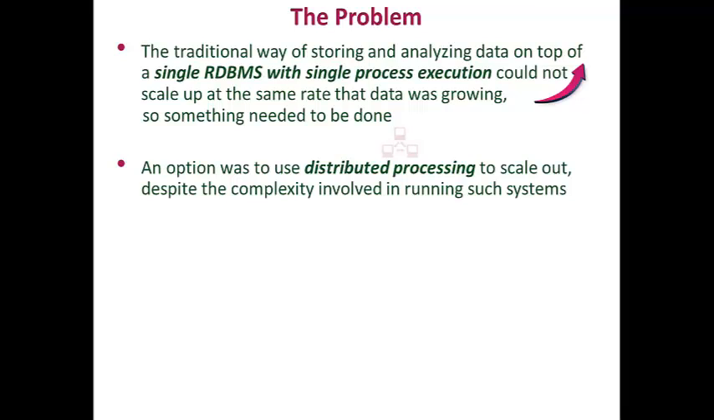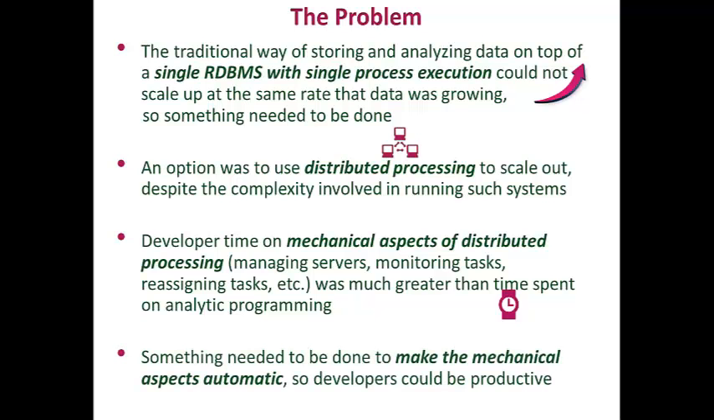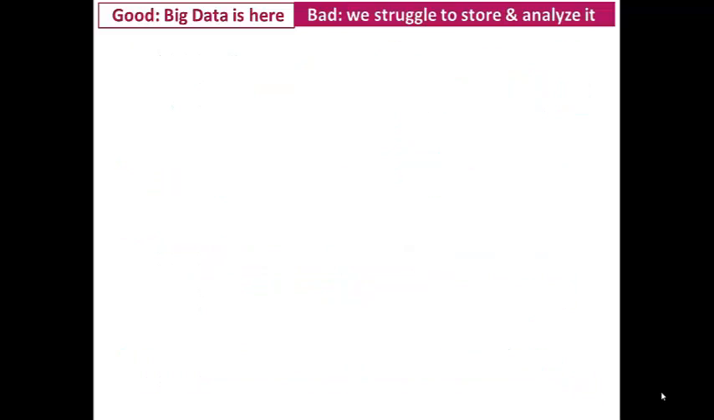An option to solve the problem was to use distributed processing to scale out, despite the inherent complexity involved in running such systems. Initially, the time spent by developers on the mechanical aspects of distributed processing was much greater than the time that they spent on analytical programming. Something further needed to be done to make the mechanical aspects automatic so that developers could be more productive.